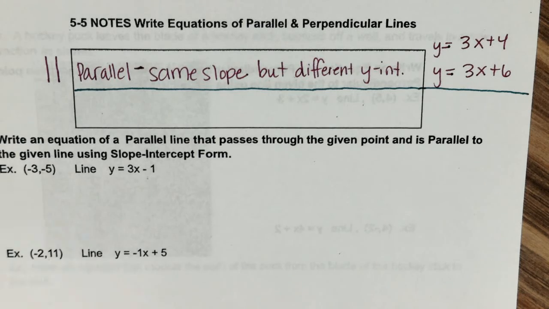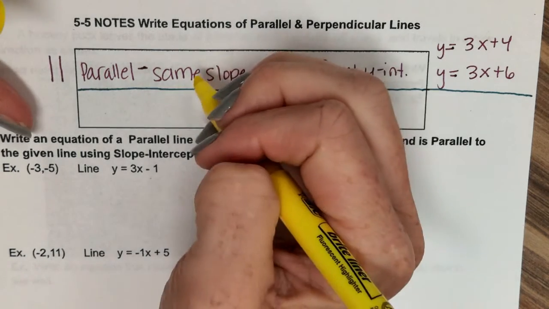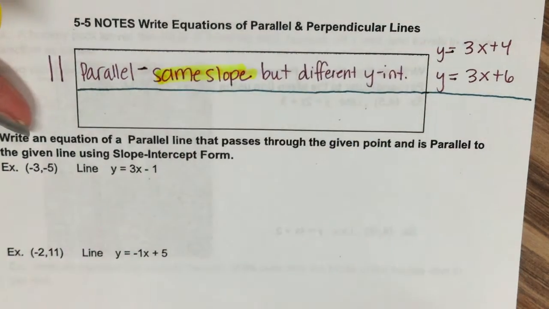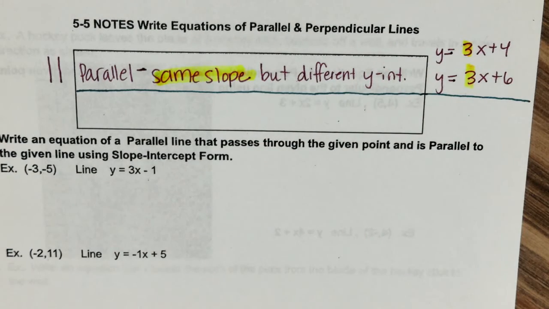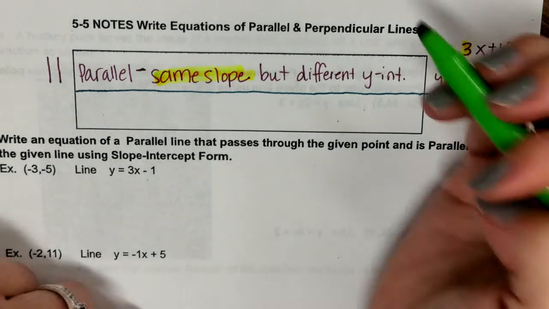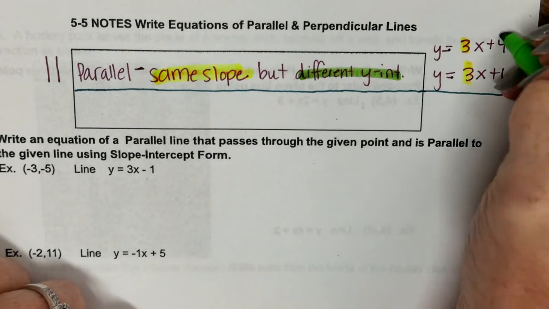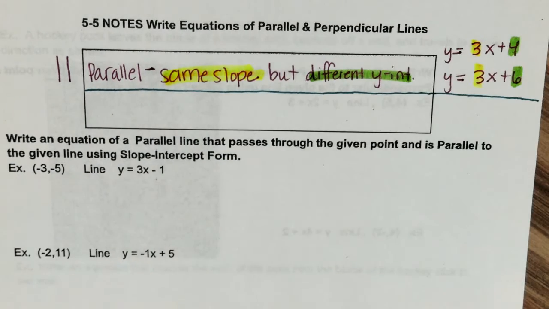Okay, so let's highlight the important stuff. They have the same slope. So I want you to highlight that their slopes are both 3. But they have different y-intercepts. Okay, so y'all should have that down because we've talked about it so much this year.